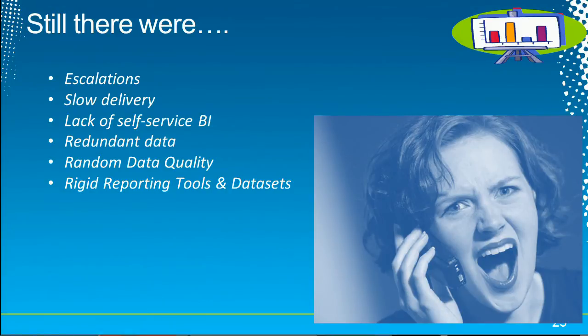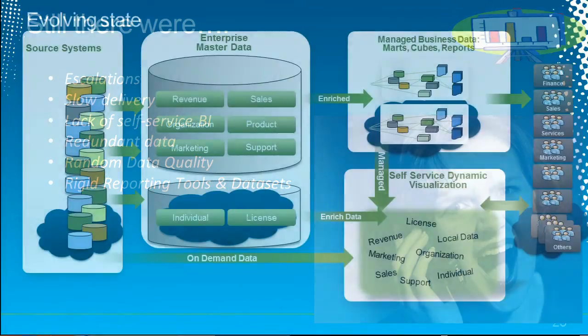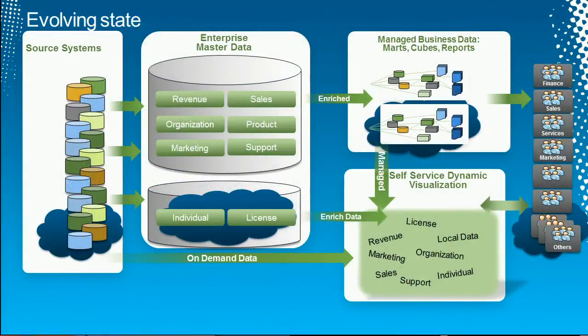So where are we? We still have escalations. We still have slow delivery. All these different issues that we've already talked about, right? So this is where we're evolving to and going. It looks much cleaner, right? The other thing I want to mention is part of our solution will sit down on the cloud. So you see the nice little blue clouds here.